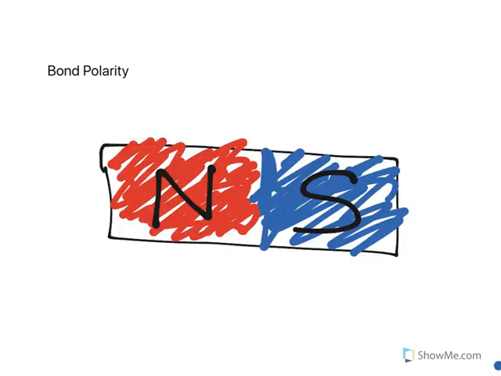So when we think of the term polarity, I want us to think about the north and south pole of a magnet. One side of a magnet has a positive end, while the other side of the magnet has a negative end. Covalent bonding uses a similar concept, as one side of the bond can have a stronger charge than another.